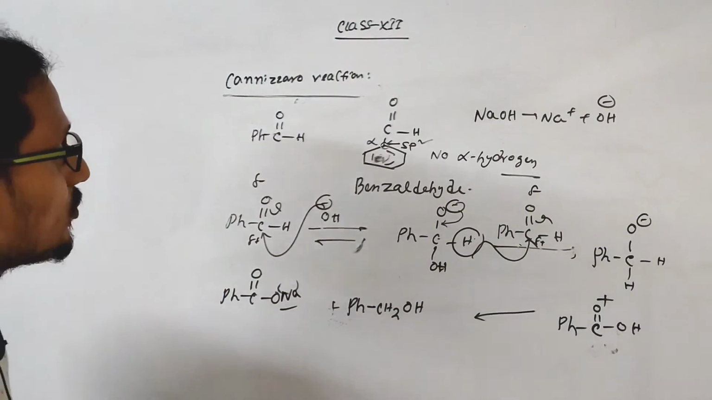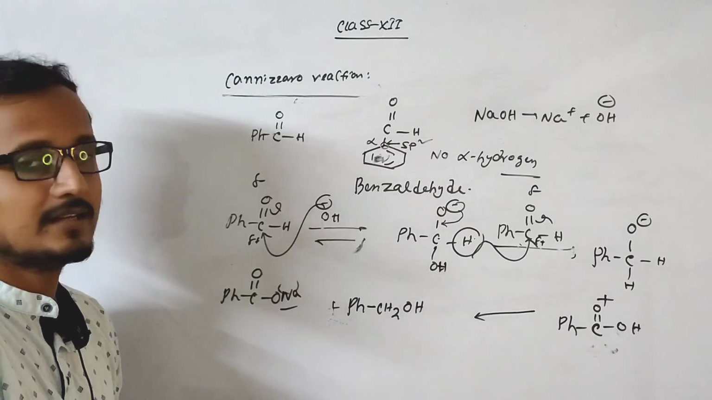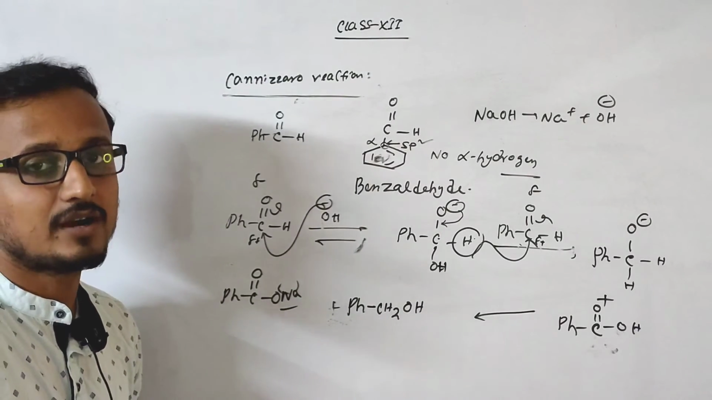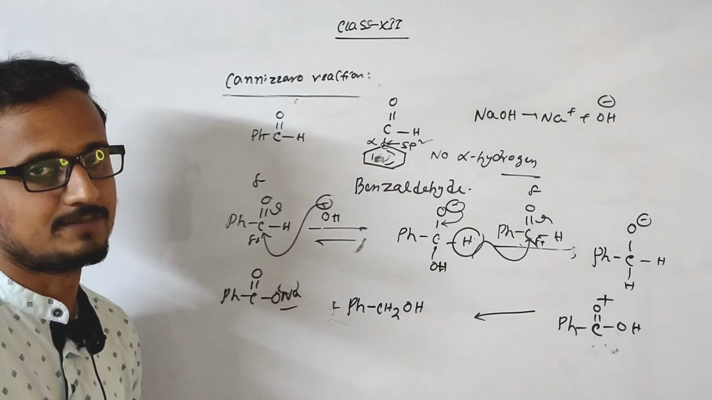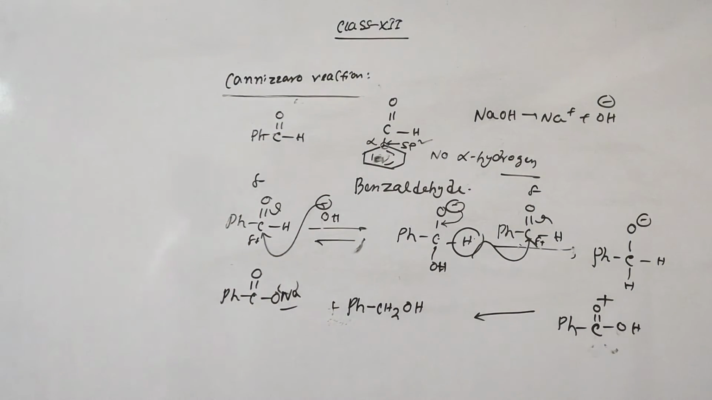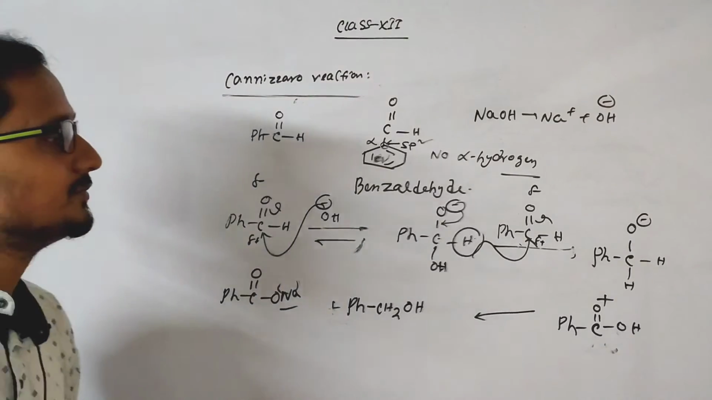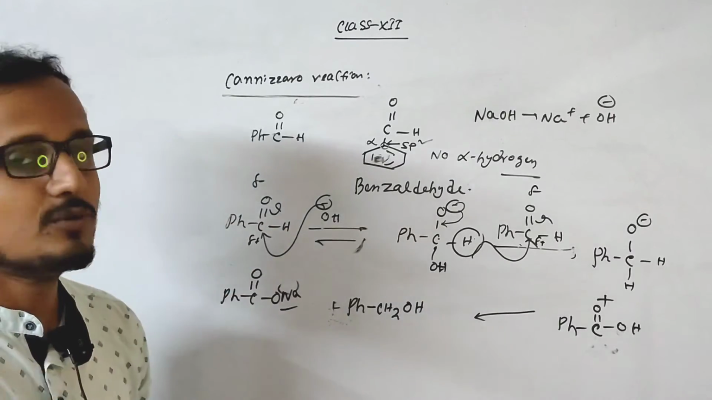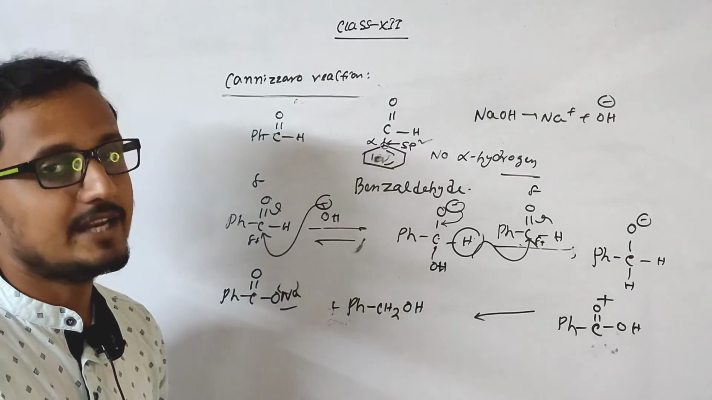So we have seen one aromatic aldehyde can take part in the Cannizzaro reaction, as one example. So many compounds are there which don't have any alpha hydrogen. They can take part in the reaction. What I am telling is that so many compounds can take part in the Cannizzaro reaction.